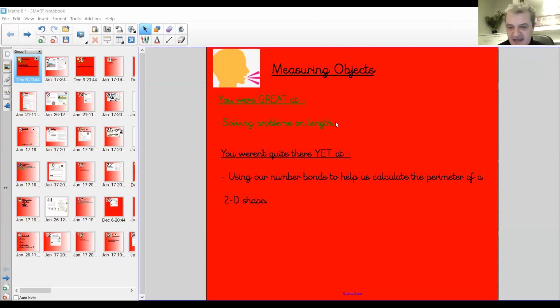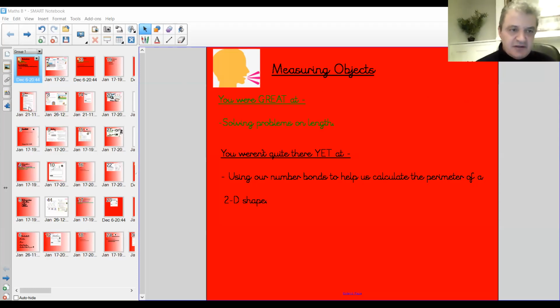So our video today, we're going to be problem solving again on length. Quite impressed with people's working out yesterday on problem solving. So it's a bit more of the same again, using those bar diagrams to help us solve our problems around length. So let's have a look.